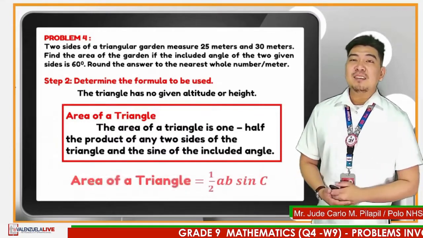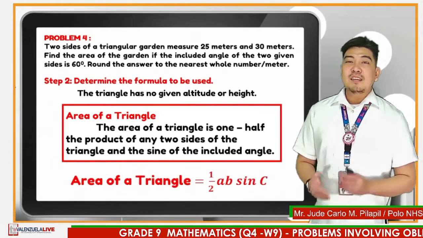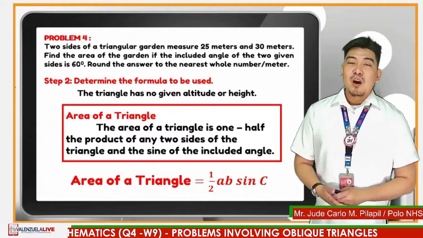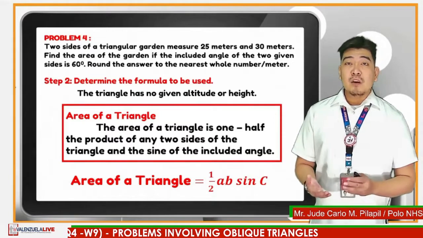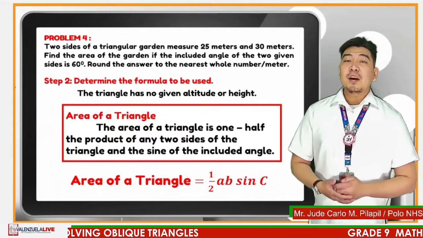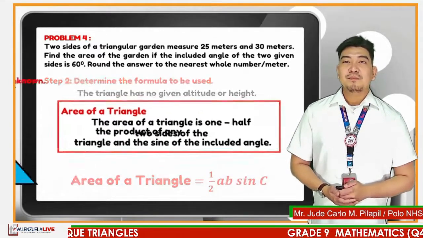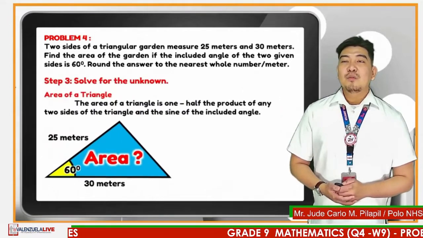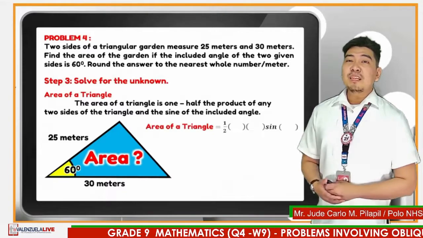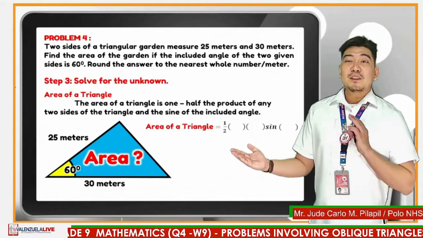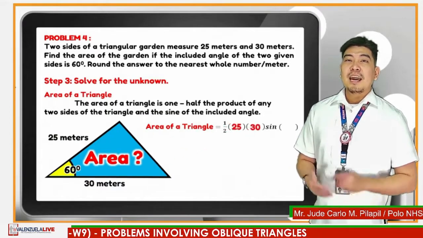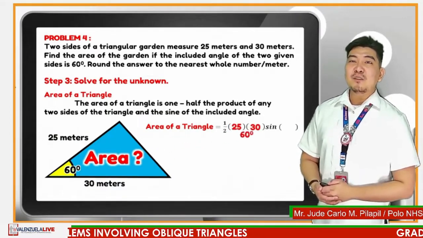It can be expressed as the area of the triangle is equal to 1/2 A times B times sine C, where A and B are the sides of the triangle and C is the included angle. At this point, let us solve for the area. Using the given figure and the given information, let us fill in the blanks in the formula. The two sides are 25 and 30 meters, and the included angle is 60 degrees.